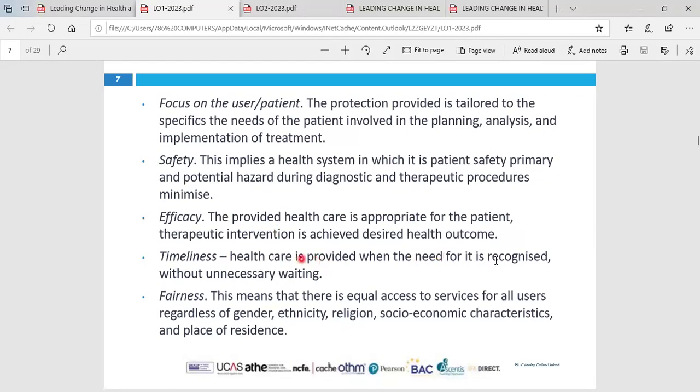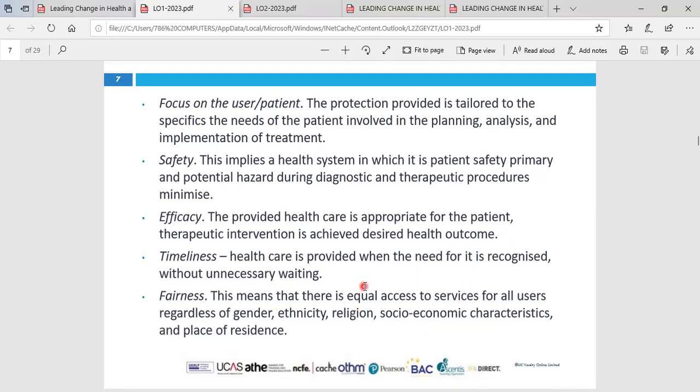So you're giving a therapeutic intervention, and has it achieved its health goals? Timeliness, again, is obviously not letting them wait unnecessarily. If there is a waiting, you should be aware of it. There should be proper guidance if there is a waiting, and they should be aware of the increased load that the healthcare system has to deal with. Fairness, again, equal access.